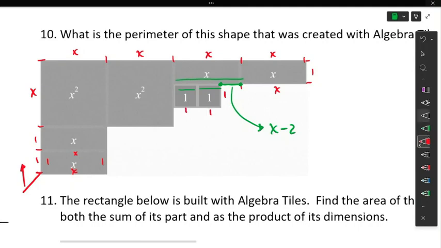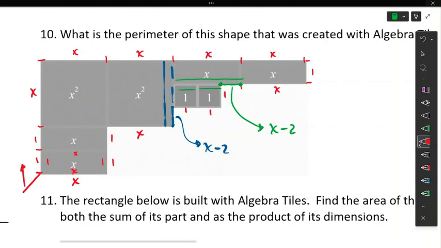Then I've got another bit that's a little bit tricky, and it's right here. From this point to this point is actually just the same thing as above. What is it? Well, this whole piece is X, but then there's a 1 and there's a 1. So this is also equal to X minus 2. Continuing on around, this next one is X long. This is a 1, and this is a 1, and then down here is an X. So those are all the pieces.